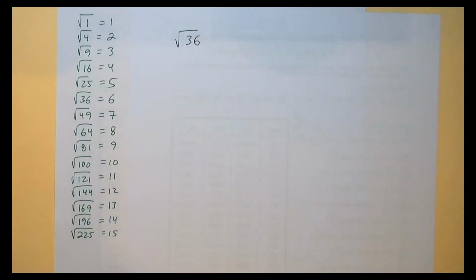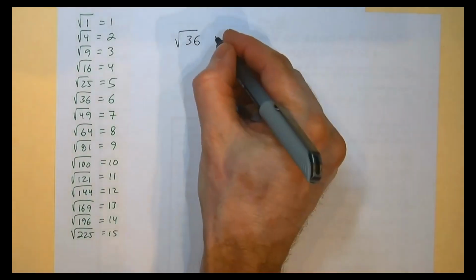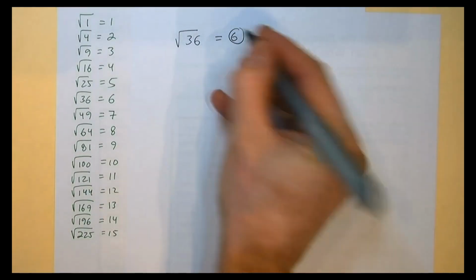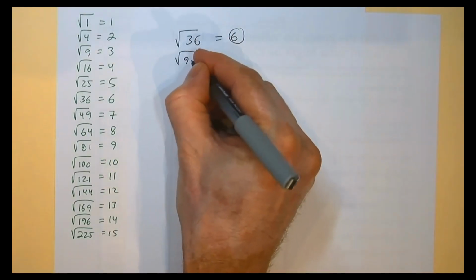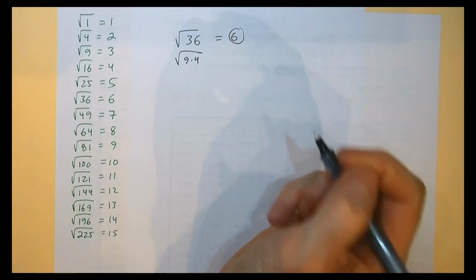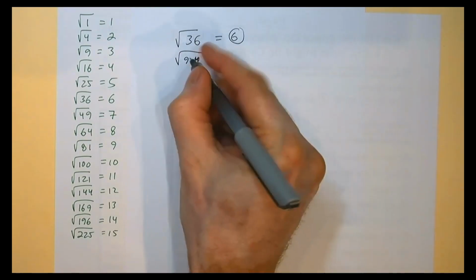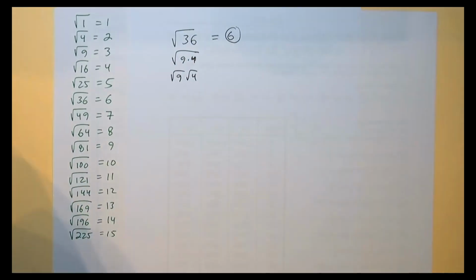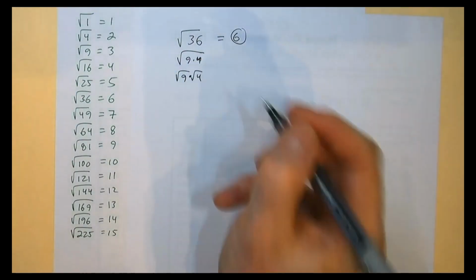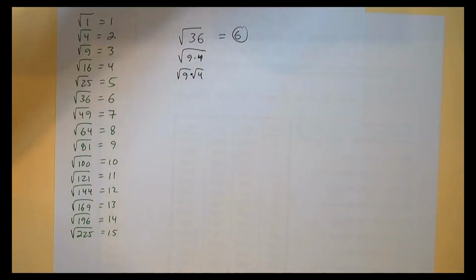Okay, let's say we would take the square root of 36. Now I know that. That's 6. But would you agree that 36 is 9 times 4? 9 times 4 is 36. So since these are both inside a radical, you're allowed to take them apart. The square root of 9 times the square root of 4.